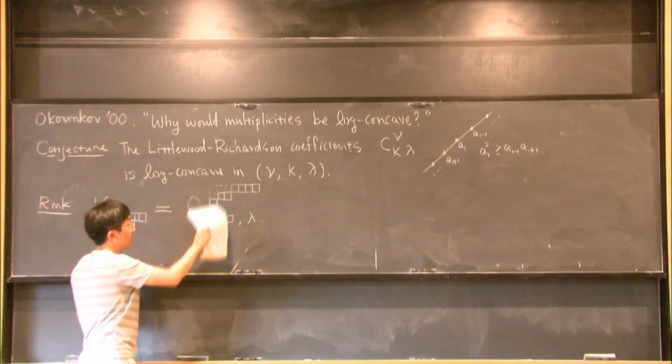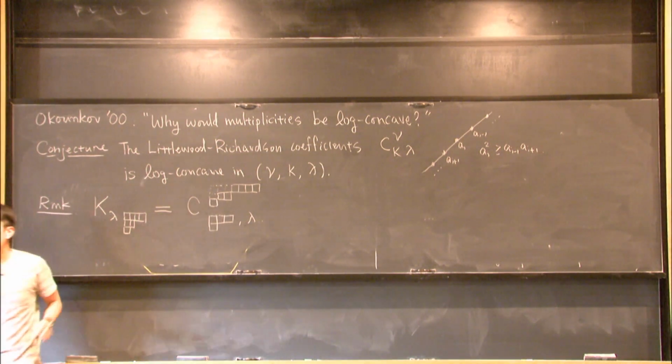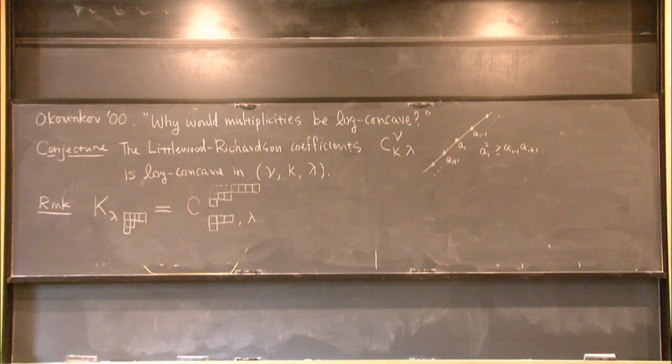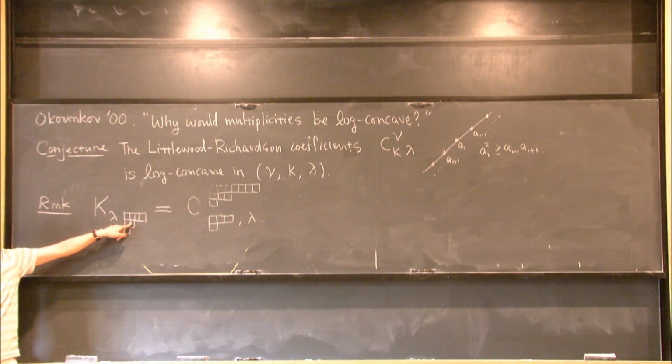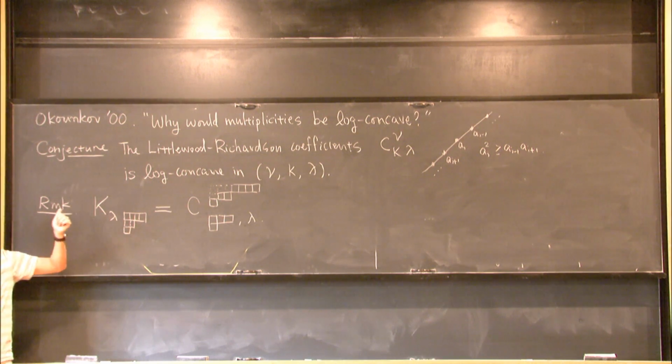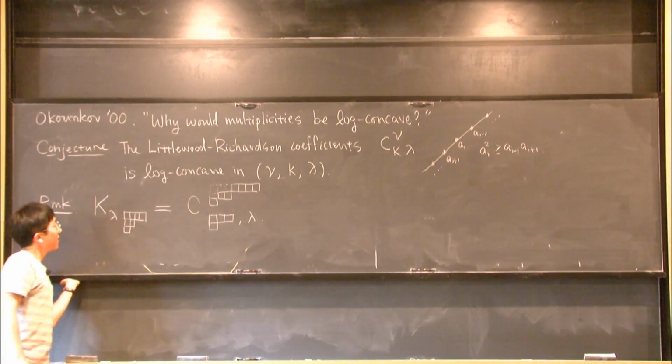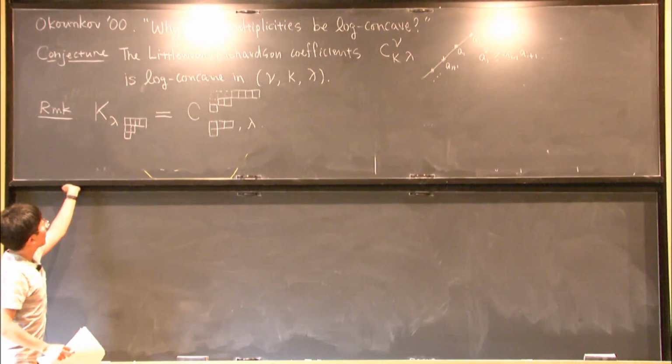Notation-wise, wasn't the lambda the distribution of boxes and the mu values you put in it? Yeah. Lambda is a partition. Mu is not necessarily a partition, but it can be. But this is an illustration.